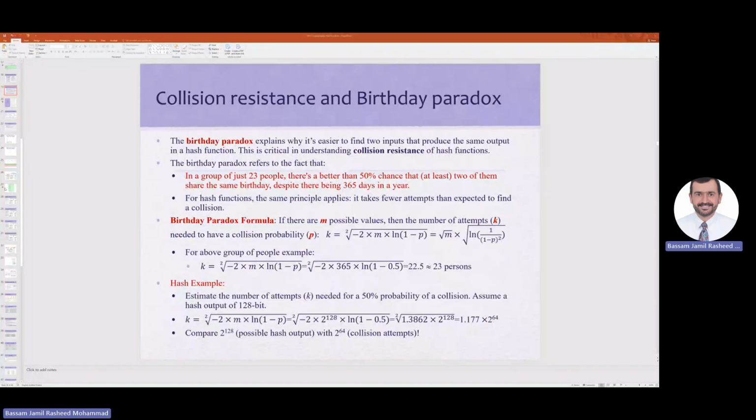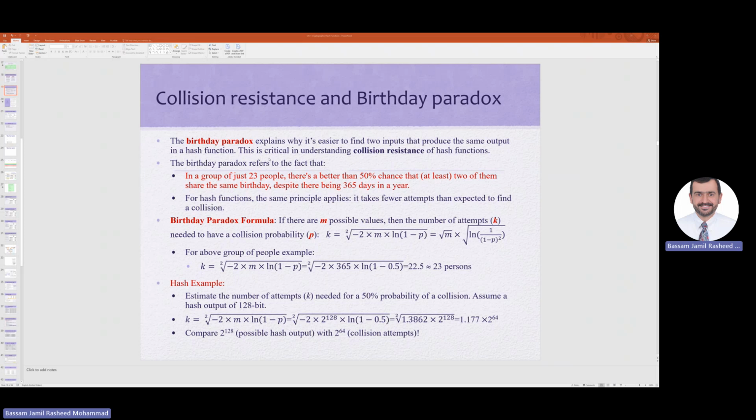Starting the recording right now for the lecture on hash functions. Last time we stopped discussing collision resistance and the birthday paradox.